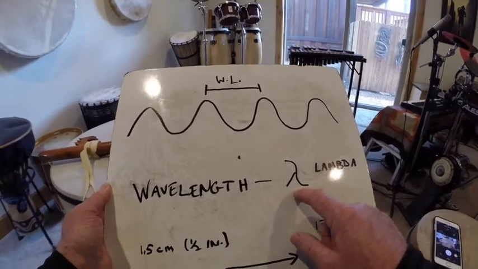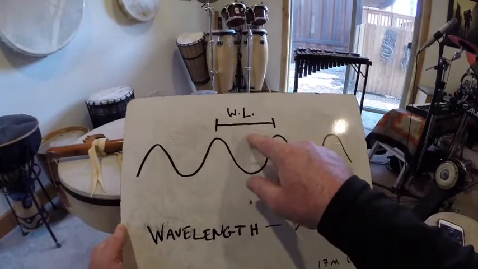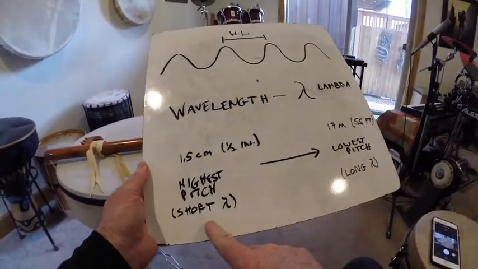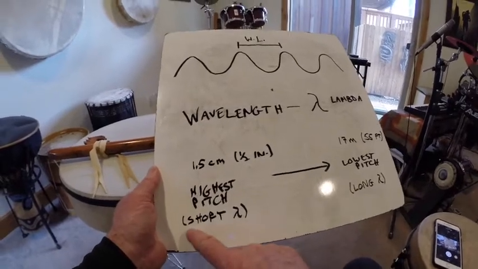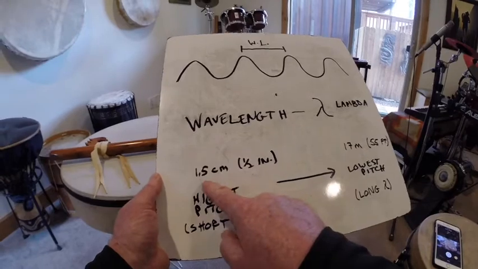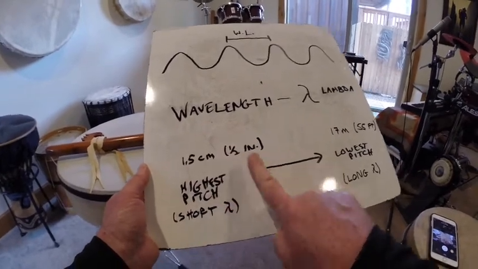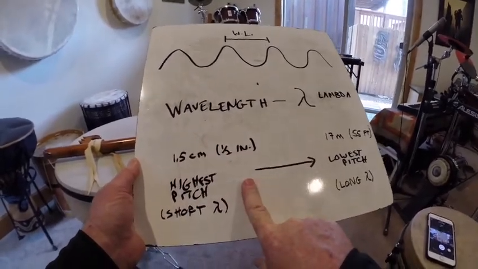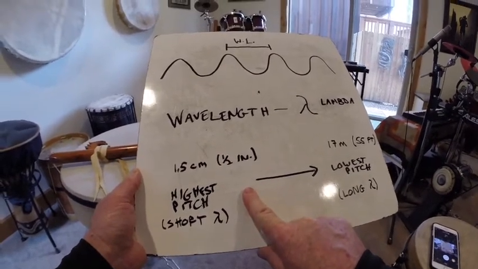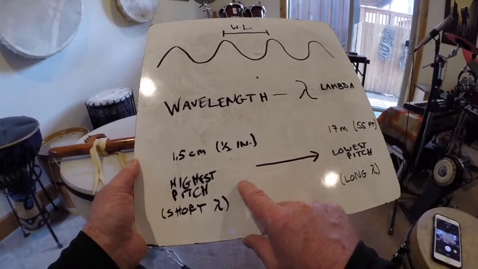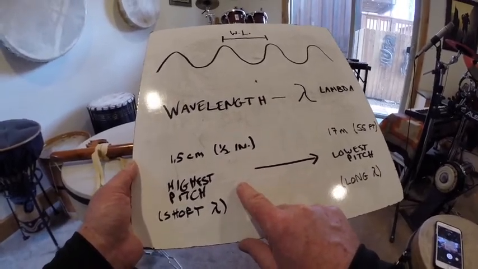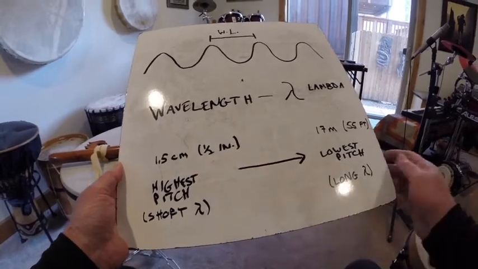So, how big are these waves? What are the wavelengths that humans are actually able to hear? Well, the highest pitch notes that people can hear, very short lambda, very short wavelength, those are about 1.5 centimeters long, about half an inch, maybe the width of my finger. That's how close the peaks are to one another for the highest pitch note that most humans are able to hear. Of course, as you get older, you start to lose those higher pitches from your hearing.